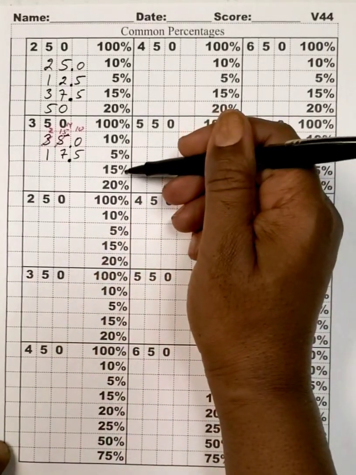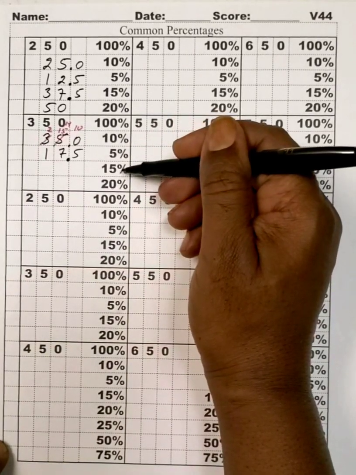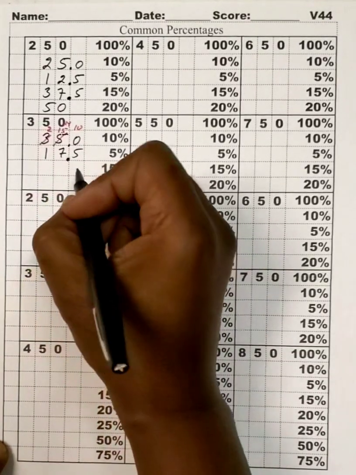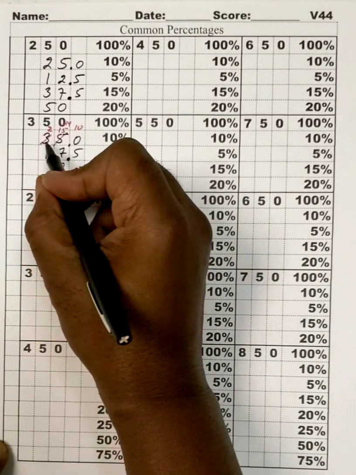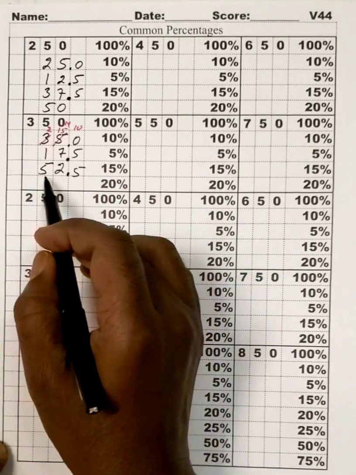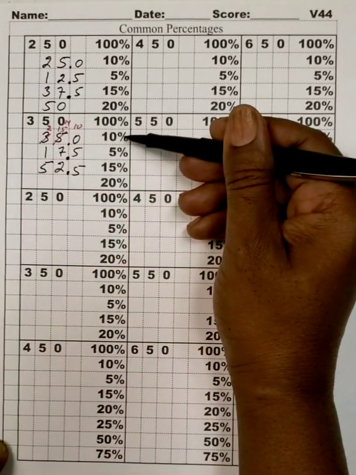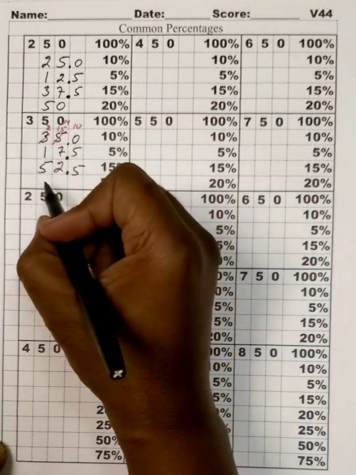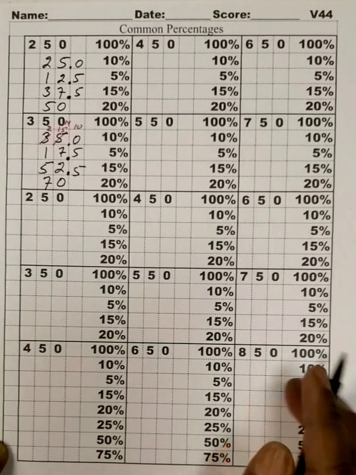All right, now to get 15%, we have to combine our 10% and our 5% together, and that'll give us 15%. So we're going to combine the original 35.0 to the 17.5, and we're going to get 5 here, 12 here, and 4, 5. Oh, got my decimal. So 52.5. Now to get 20%, you double your 10%. 10% times 2 gives you 20%. So 35 times 2 gives us 70. And we're done.